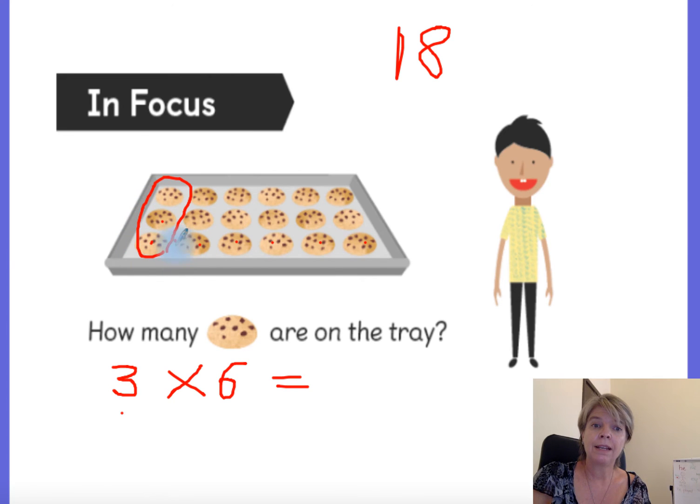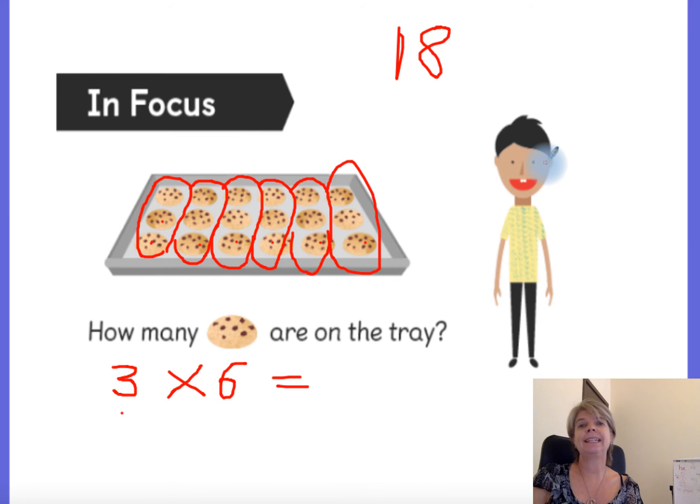3, 6, 9, 12, 15, 18. Ta-da! 18. That is how we do multiplication, by counting rows and columns. Okay.